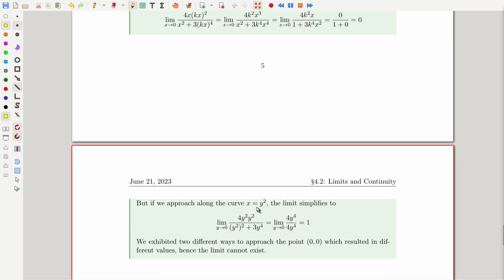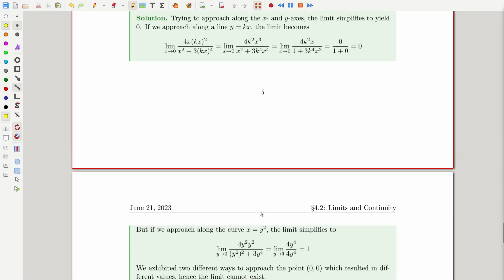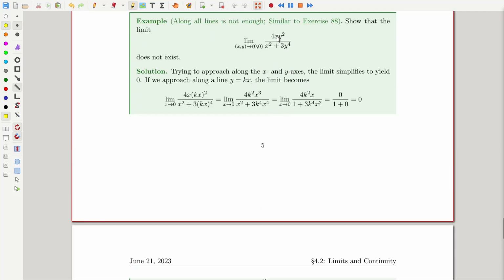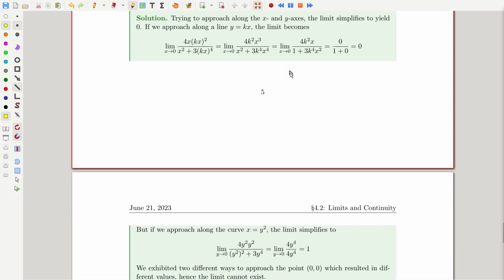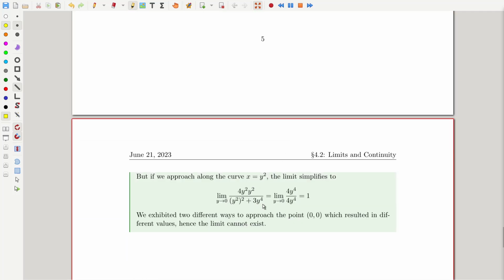But if we choose this particular path, x equals y squared, then plugging that in here, you see that you get a y to the 4th on top and a y to the 4th on the bottom, right? Then this ends up simplifying to give you the value 1 for the limit. And so that is a different value. So this curve shows you that the limit doesn't exist.